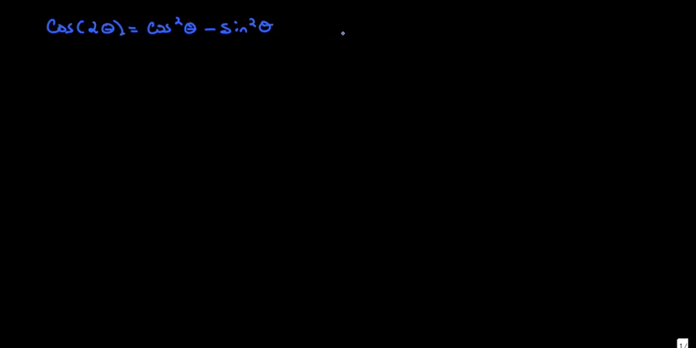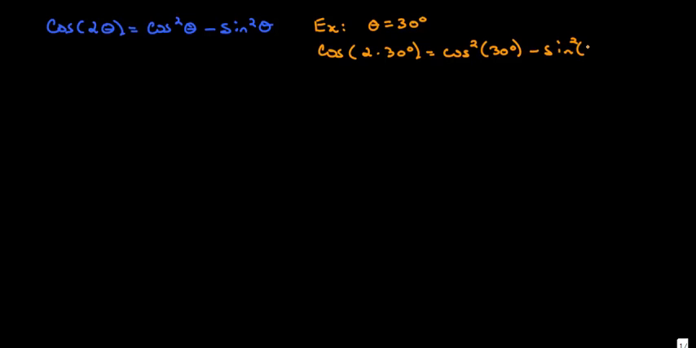So here's what I mean. If you take, for example, we'll just show that this formula works. So let's do it in a different color over here. If you were to take, let's say, an angle like 30 degrees, and plug this in here, we'd have the following. We have the cosine of 2 times 30 degrees should be equal to the cosine squared of 30 minus the sine squared of 30.